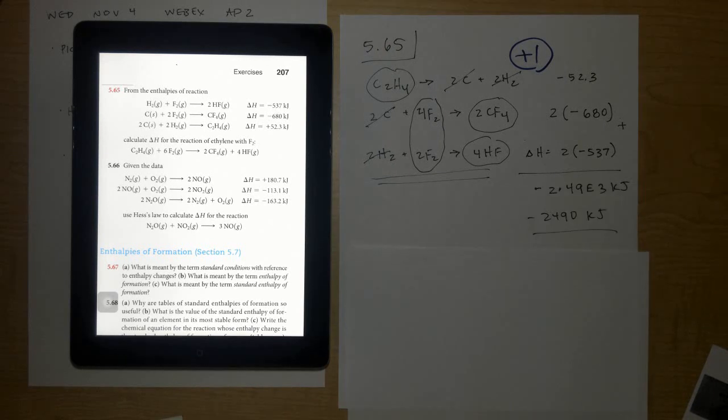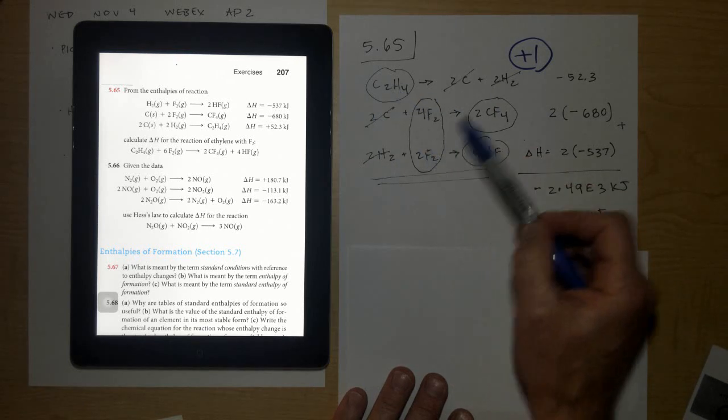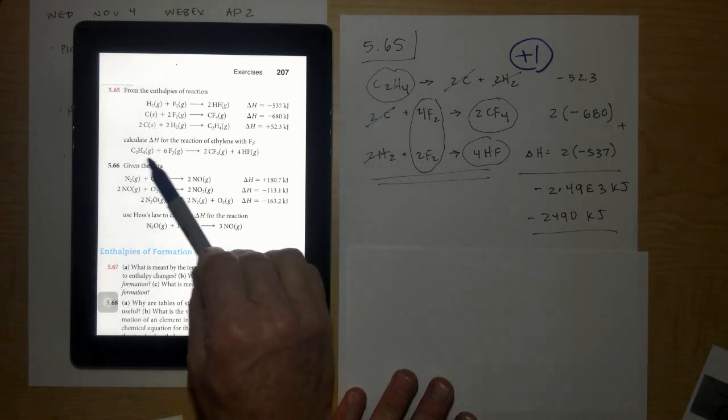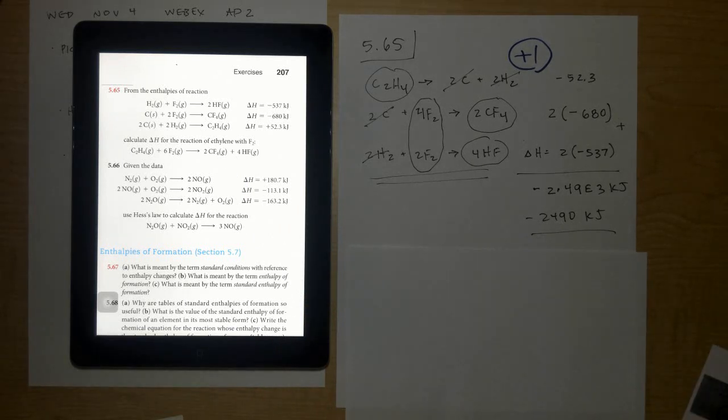When I add them all together then, I notice that my C's will cancel, my 2 H's will cancel, and the circled species are the ones that are in my goal reaction right here, and I end up with negative 2,490 kilojoules, I believe, for my final answer. Questions on 65.